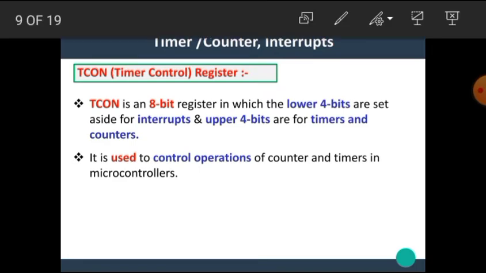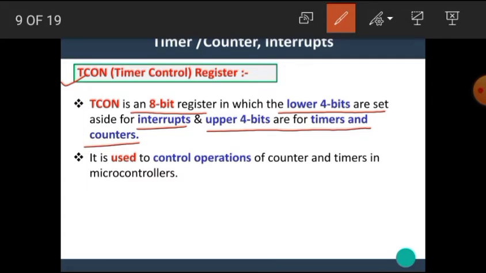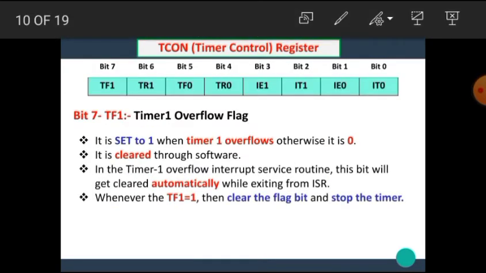Now let's see the next register. TCON means timer control register. The TCON is also an 8-bit register in which the lower 4 bits are set aside for the interrupts and the upper 4 bits are for timers and counters. It is used to control the operations of the counters and timers in the microcontroller. This is the structure of the TCON register, in which the lower 4 bits are used for the interrupts and the upper 4 bits are used for the timers and counters.